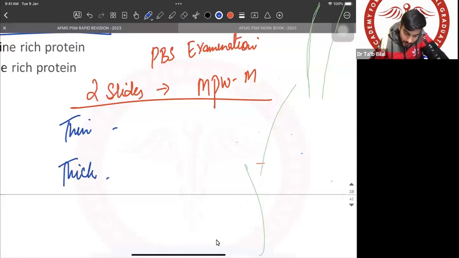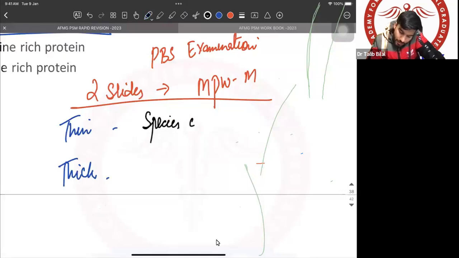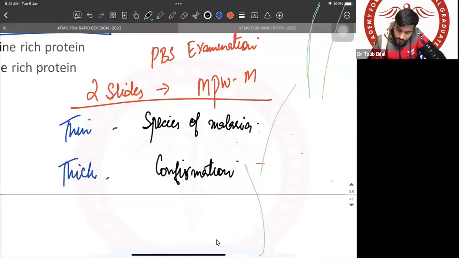Thin will tell me about the species of malaria, whether it's ovale, whether it's vivax, whether it's falciparum. And thick will give the confirmation. Thick will tell me about the confirmation of the malaria. Okay, guys, thin and thick.